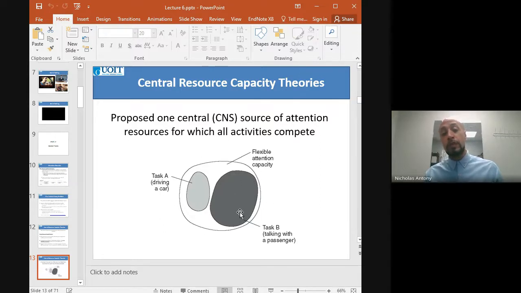And here we have two tasks. One would take this amount of attention, driving a car, and this task would take this amount of attention. This is talking with a passenger. So in this case, Ahmed and Casey, would there be an ability to multitask, or would there be performance detriment or impairment?